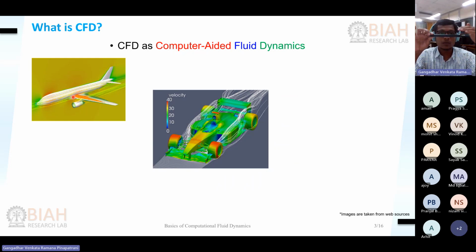So what has happened? I am now simulating the real-life situation with the use of software. So what outputs will I get? I can see what forces are acting on this aeroplane because of this very high speed of the fluid, right?